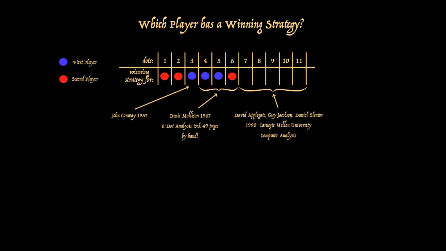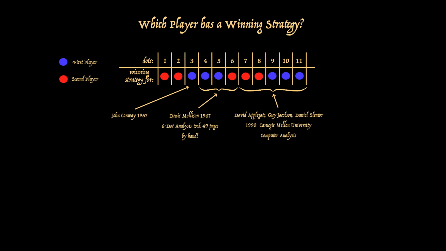They discovered that a 7 dot Sprouts game was won by the second player, as was the 8 dot Sprouts game. And then when the 9 dot Sprouts game was analysed, it was back to the first player, as was a 10 dot game. Now can you predict the 11 dot? You're right, it's a first player winning strategy game.